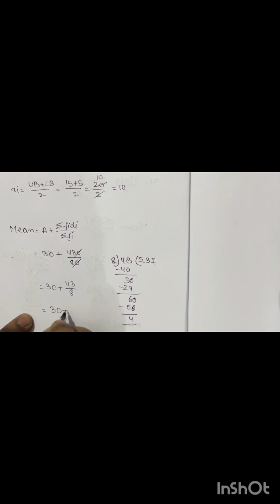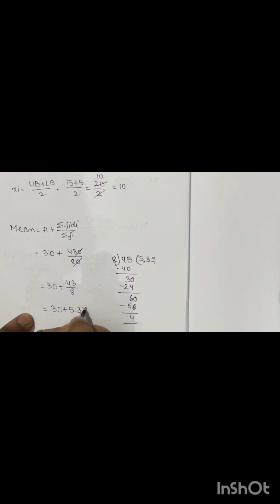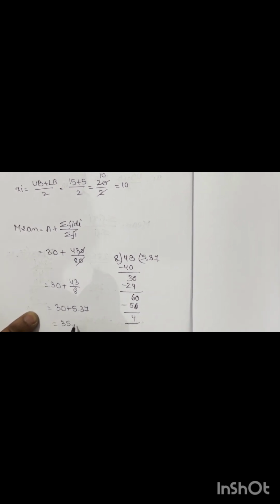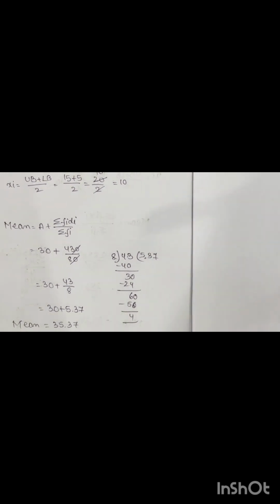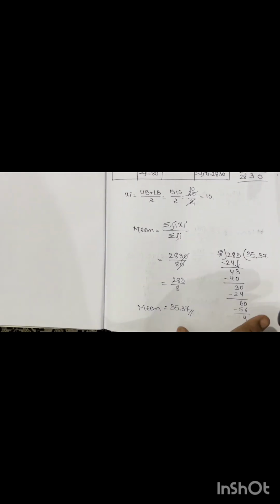We got 30 plus 5.37. Now add this: 30 plus 5 is 35.37. We got the mean as 35.37. Here we have calculated the mean by the direct method, and we got the answer as 35.37, and here we have calculated the mean by the assumed mean method. Again we have got the answer as 35.37. By this we can say that whichever method we opt for, we will get the same answer.